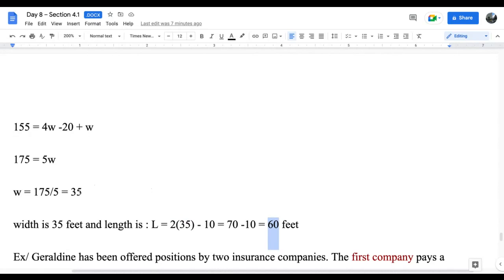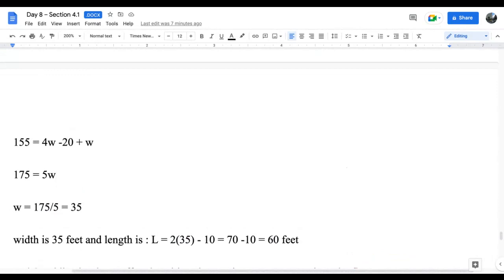So the width of the swimming pool is 35. The length of the swimming pool is 60 feet. Anyone has any questions?